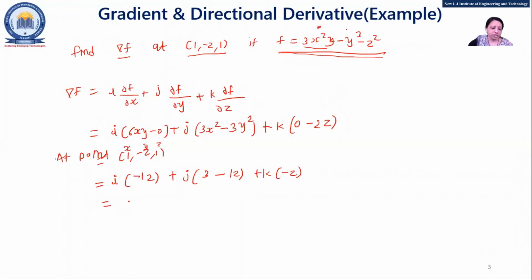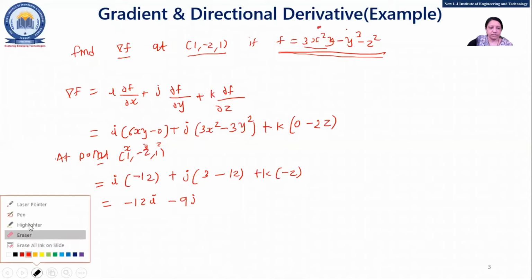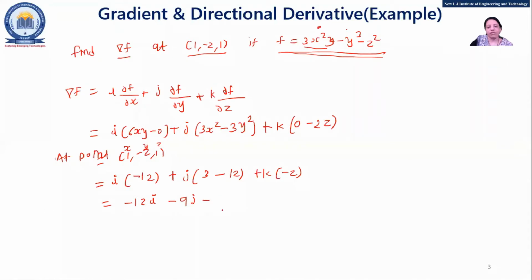So my equation will be minus 12i minus 9j, because 3 minus 12, right? Sorry, this is not plus, this will be minus 2k. So in this example, you just need to put the values of x, y, z and find del f by del x, del f by del y, del f by del z. So this is your grad f, right?